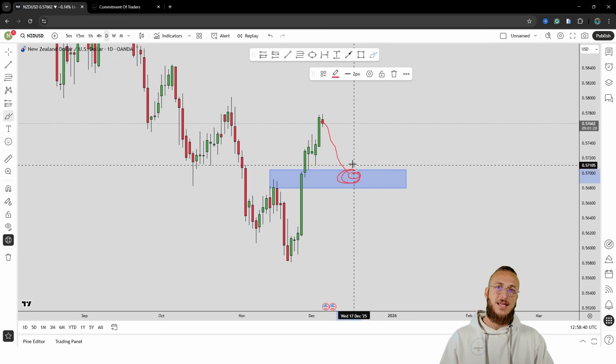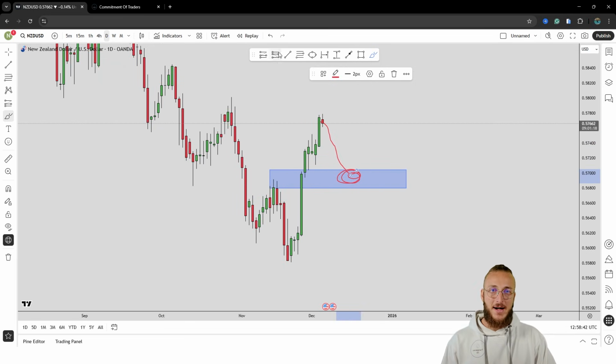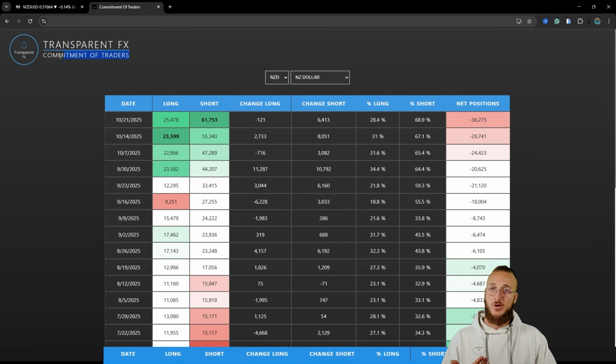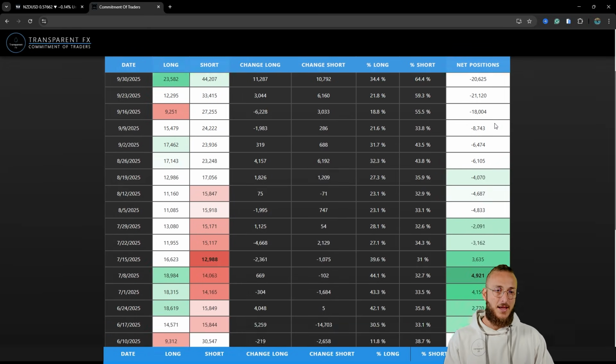Usually, areas like this act as a magnet for the price. Now, let's go and see what we have when it comes to the commitment of traders, so what the big players and institutions in the market are doing. Now, the first thing that we have to keep in mind is that if we are looking at the data for the NZD, we are actually already looking at NZDUSD, because all currencies on the spot are traded against the USD. And what we can see is that net positions have been dropping massively.